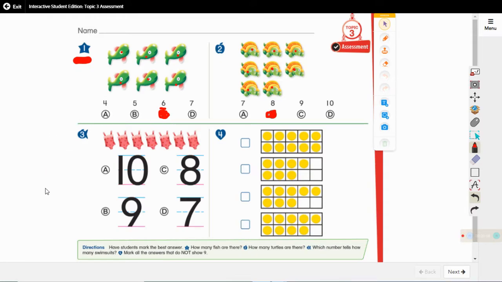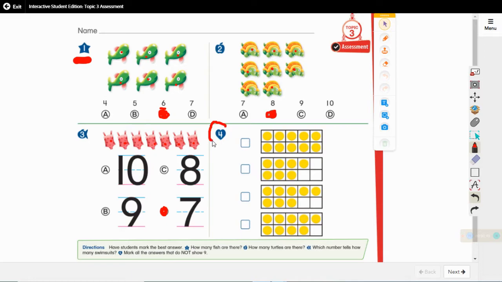Now down here for number 3, you're going to count the number of bathing suits and tell me which one is the right answer. Go ahead and count them. How many did you get? Which answer did you color in? The right answer is D. There were 7 bathing suits. 1, 2, 3, 4, 5, 6, 7.